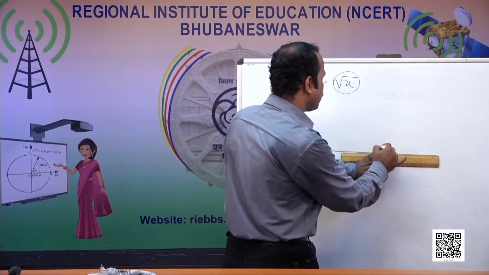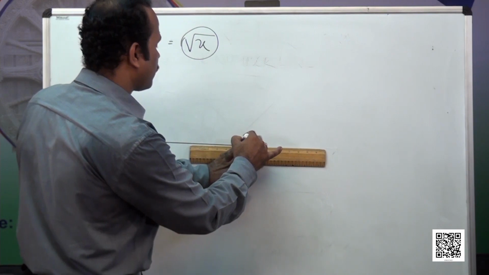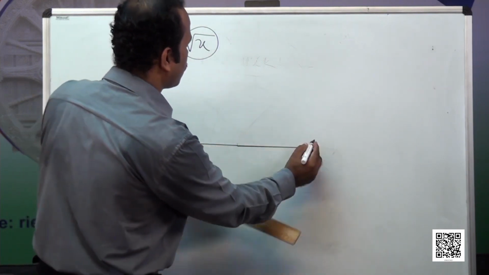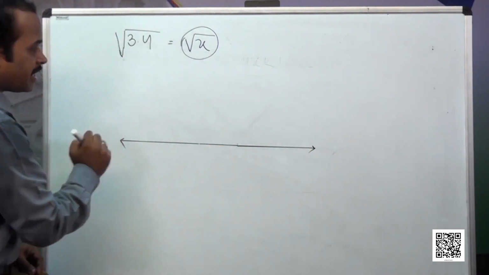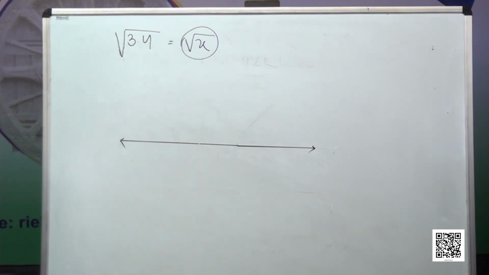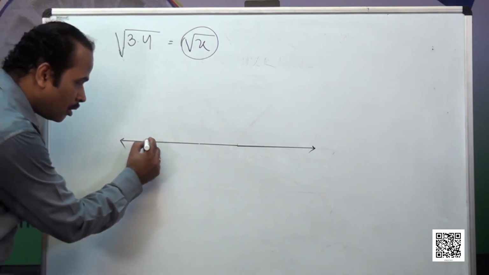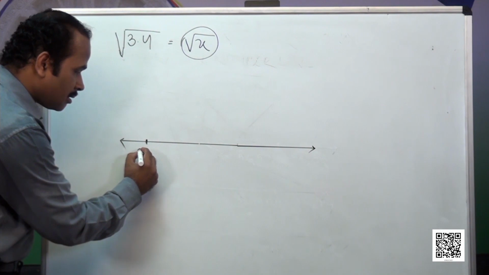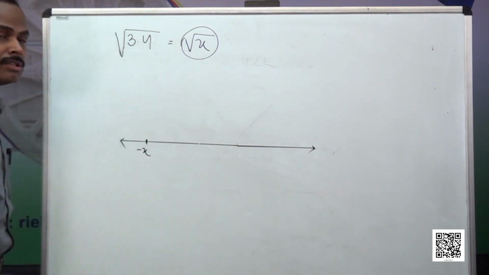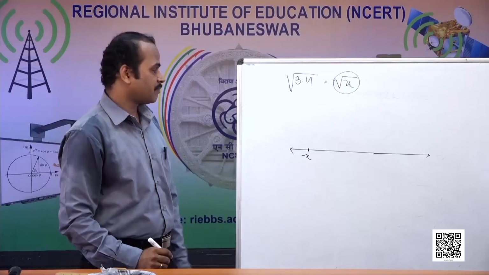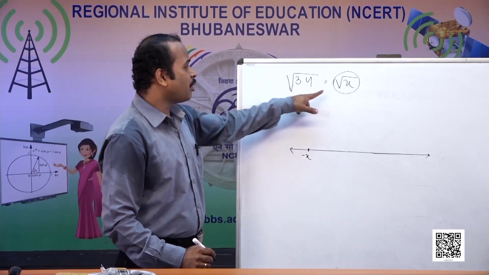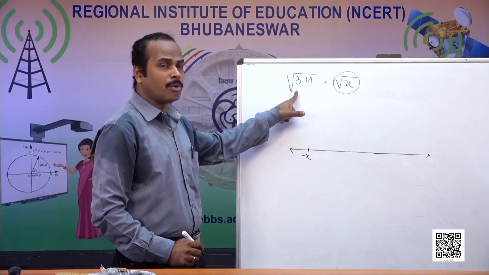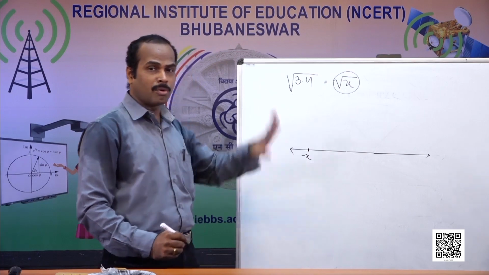Let us select a number line first. I have selected a number line here. Then through this number line, let me find a point here. Let me take this point as minus x. On the number line, this point is minus x. Minus x means, if this point is 3.4, I have taken it as minus 3.4.